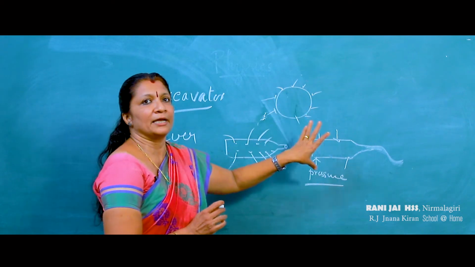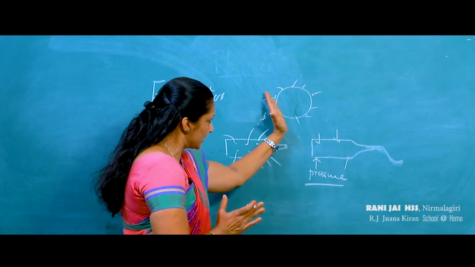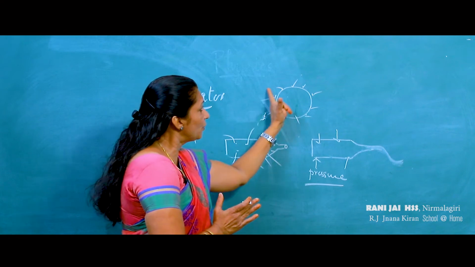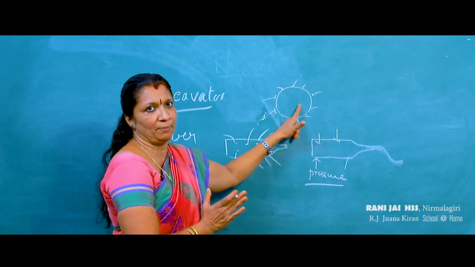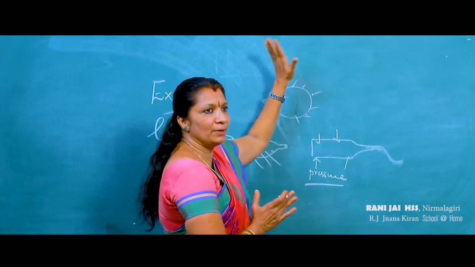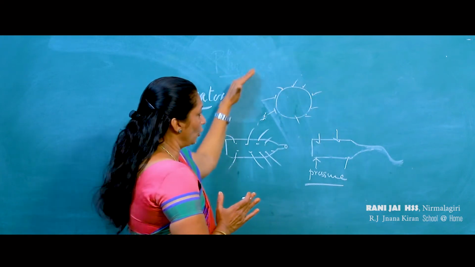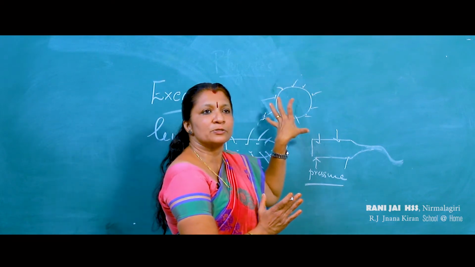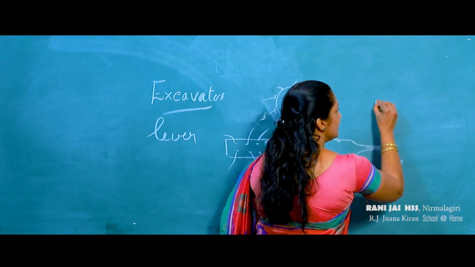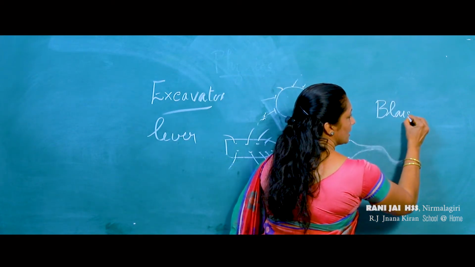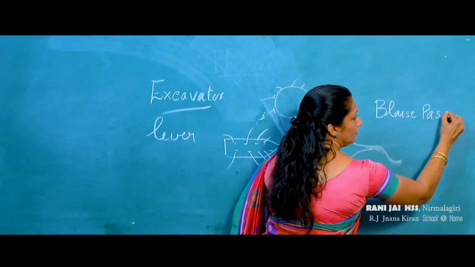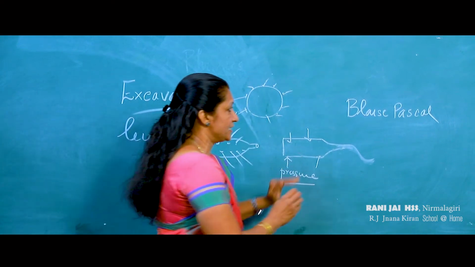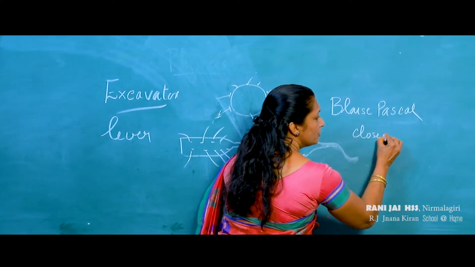What can you understand? If you apply pressure on one side or any part, what happens? Equally that pressure will be transmitted to other parts. And water will be coming out equally in all the directions. Understood? So this was found out by a scientist by name Blaise Pascal. And this whole thing will be taking place in a closed system, that you have to see.